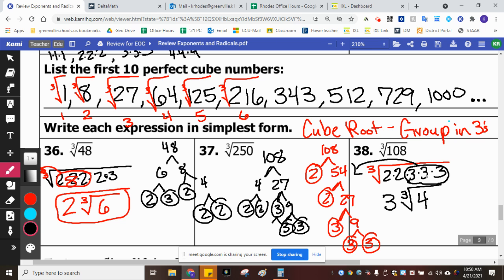Correct. Every 3, 1 comes out. The other 2 disappear because 3 times 3 times 3 is 27. So this whole circle equals 27. And the cube root of 27 is 3. So that's why only 1 comes out. The others disappear. And then 2 times 2, we can't group in 3. So you just multiply them back together and you get 4.